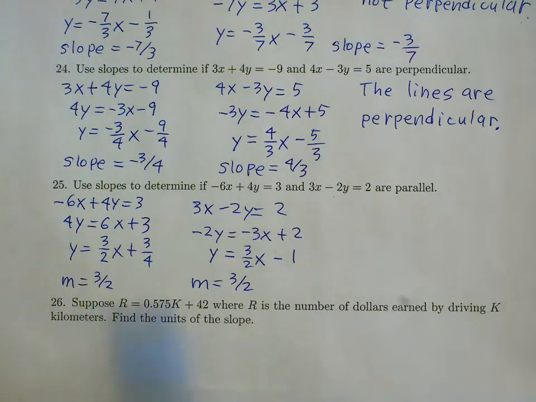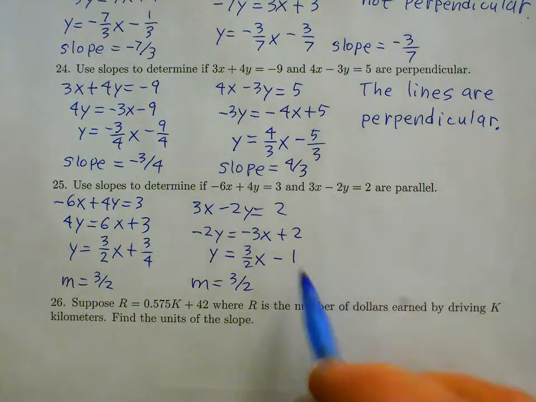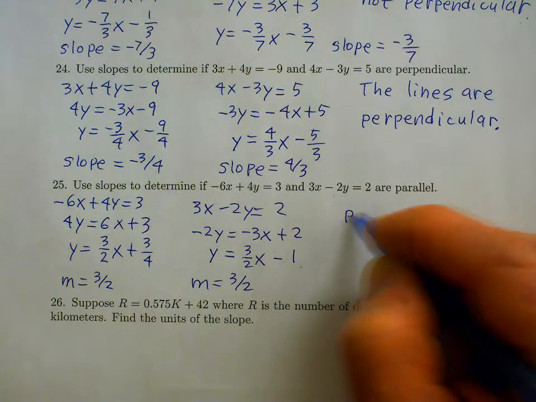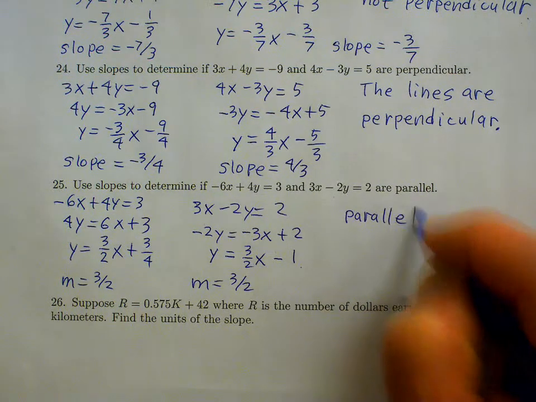And two lines that have the same slope and different y-intercepts are parallel. So parallel lines.